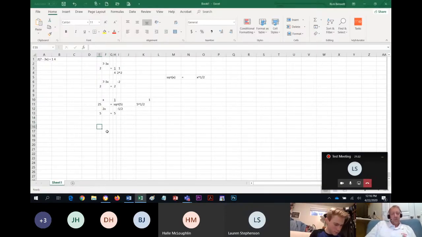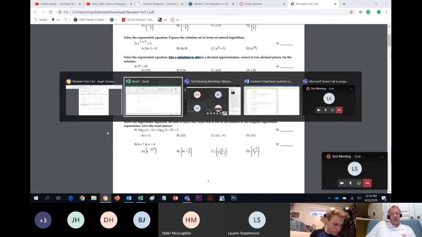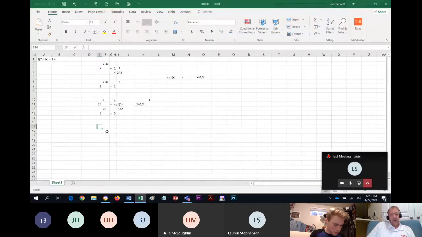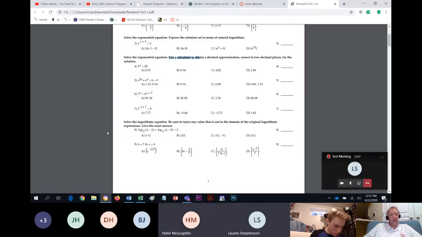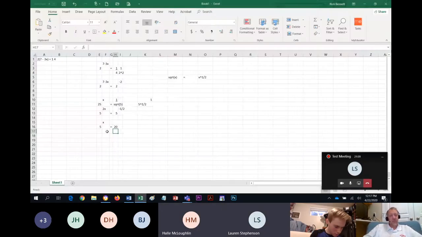So, okay, the next one, 5 to the x equals 20. Okay, how would you solve that? Which problem? This is problem number 4, sorry. Oh, okay. Do you need to find a common base again? Yeah, we can get a common base. We could write this as what?